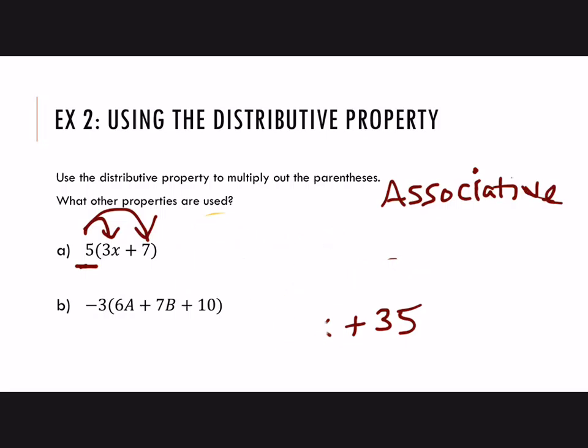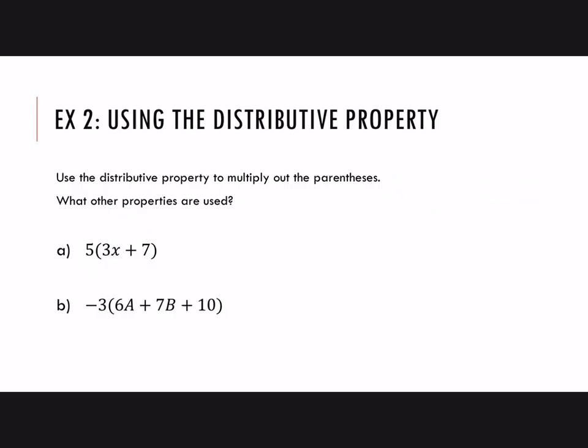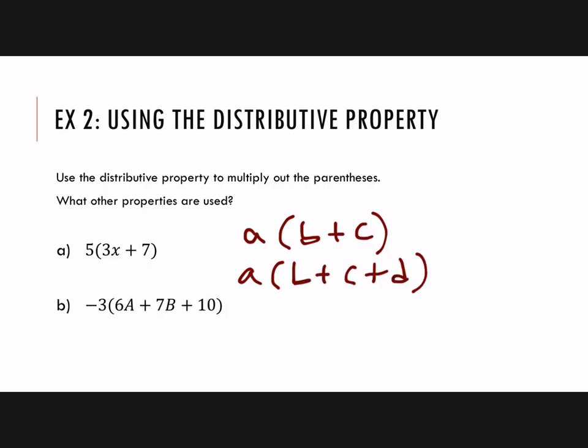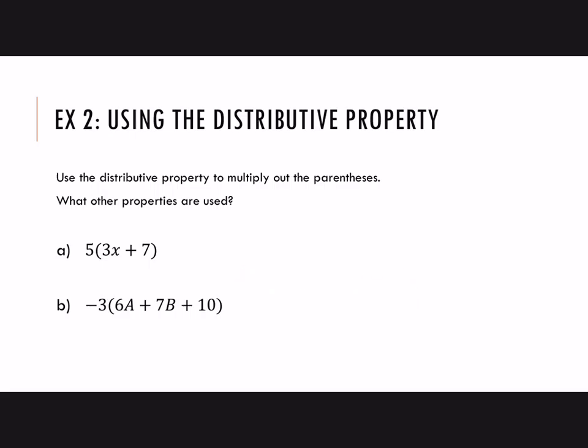Okay, let's try the next one. This is the distributive property with 3 terms, so it's kind of an extension of the distributive property you learned that was like a times b plus c. Now it's like we have a times b plus c plus d times 3 things. All right, so same idea. We're distributing the negative 3.